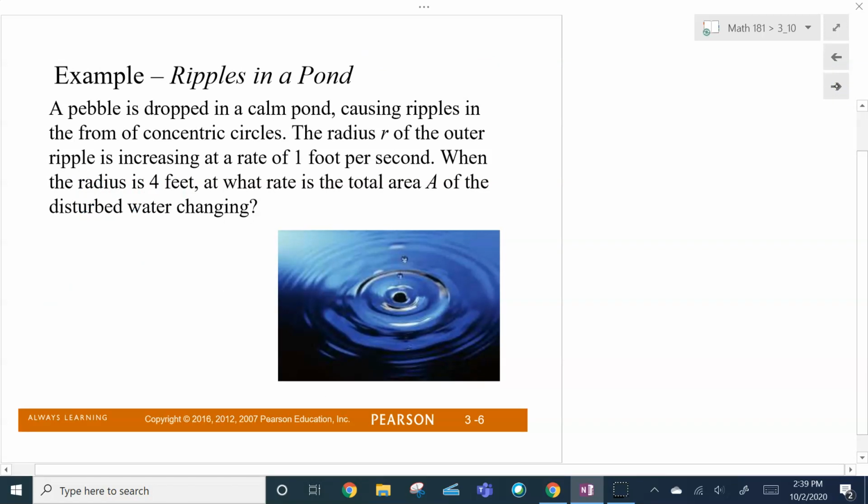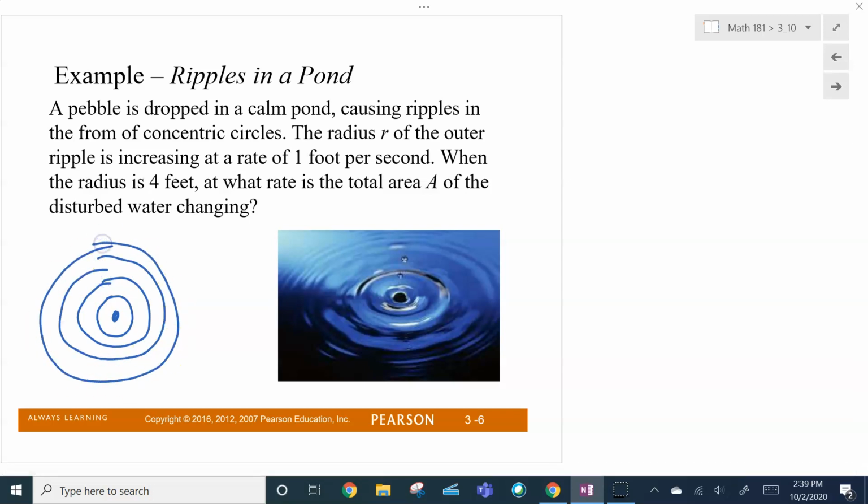Okay, let's do an example here. We have a pebble dropped into a calm pond, causing ripples in the form of concentric circles. So the pebble is dropped in, it hits, and then it ripples out. As time goes on, the circles get bigger and bigger. Well, first of all, area of a circle.